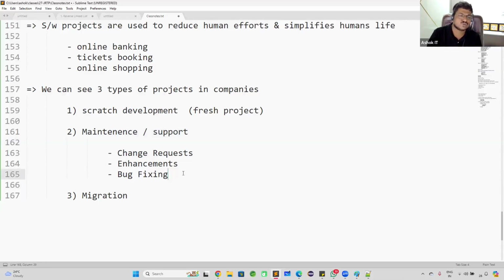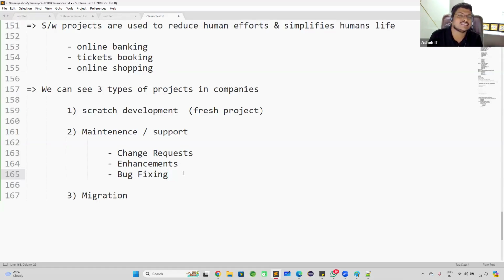So if you see, so many projects are already running, like Facebook, Gmail, LinkedIn, Instagram, Naukri. So many projects like IRCTC, SBI Net Banking, HDFC Net Banking are running. Do you think that those projects are completed, so we don't need to provide any support for those projects?